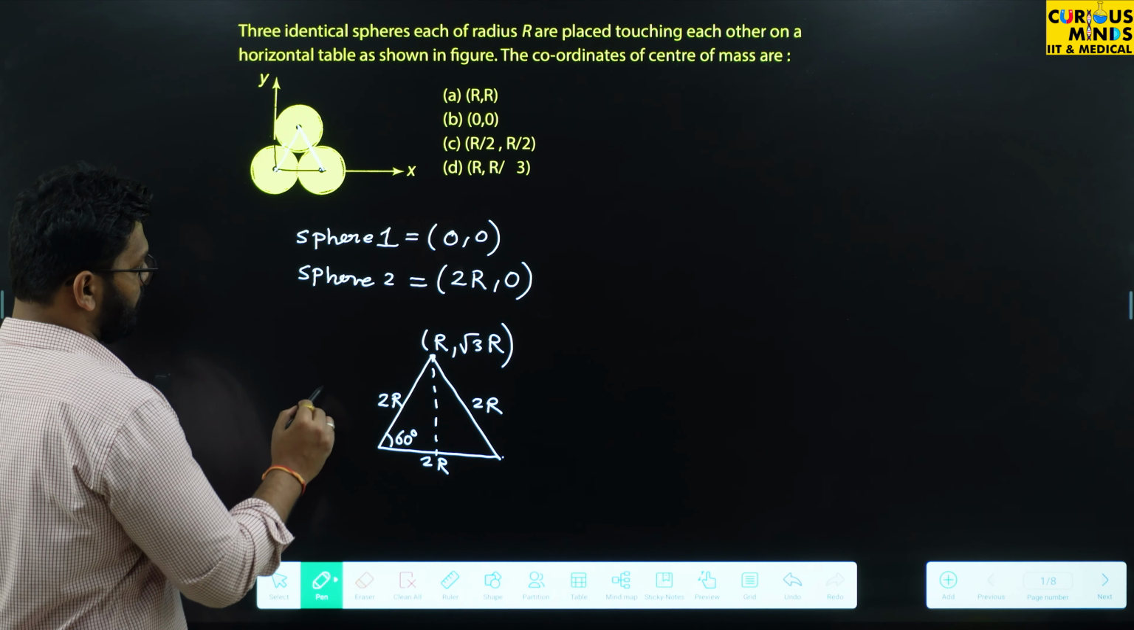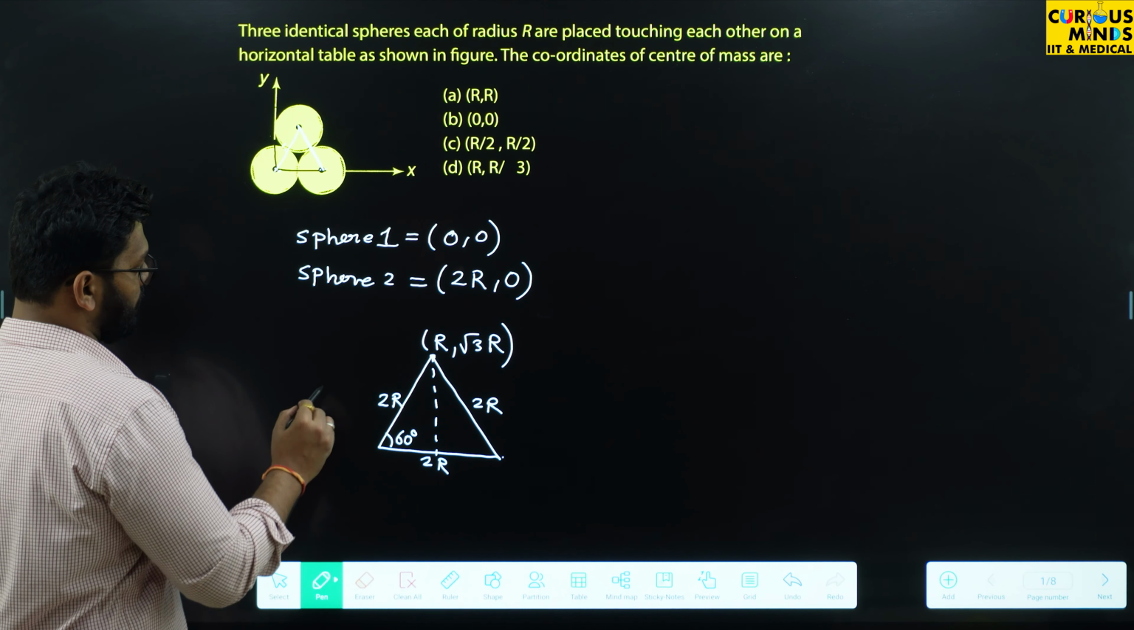So let's find out the center of mass. The center of mass coordinate x will be, these are all identical spheres, right? So let me write m into 0, this is the mass of the sphere, plus m into 2r, plus m into r, divided by 3m. So this will be 3mr by 3m, which is r.